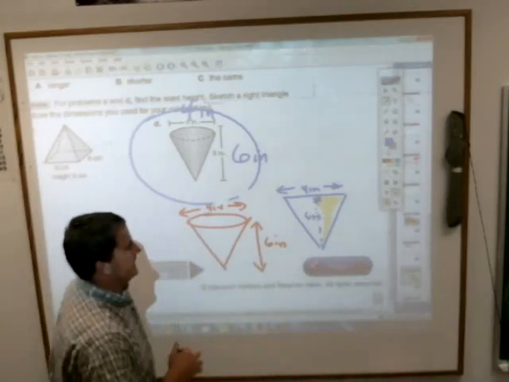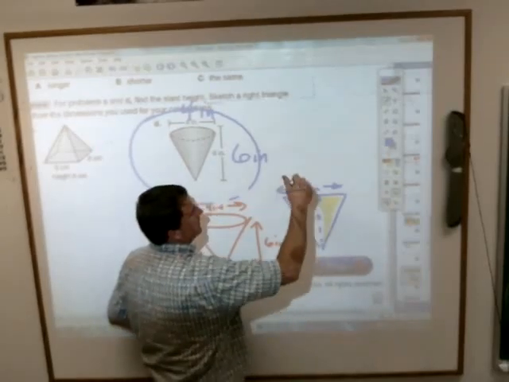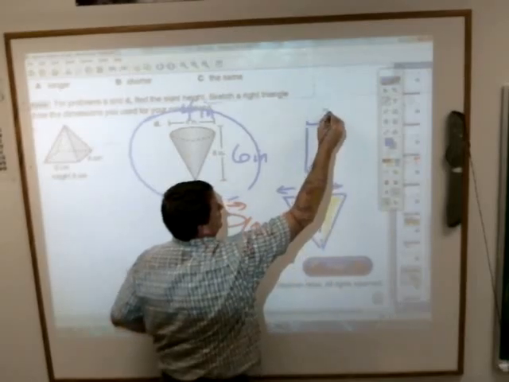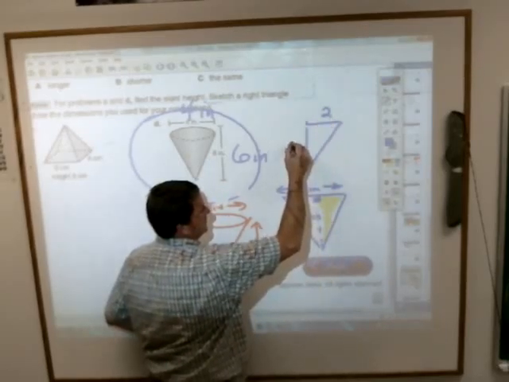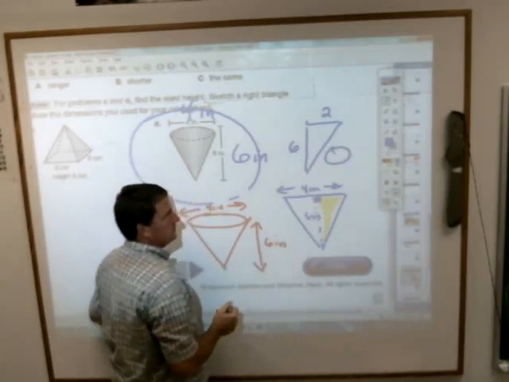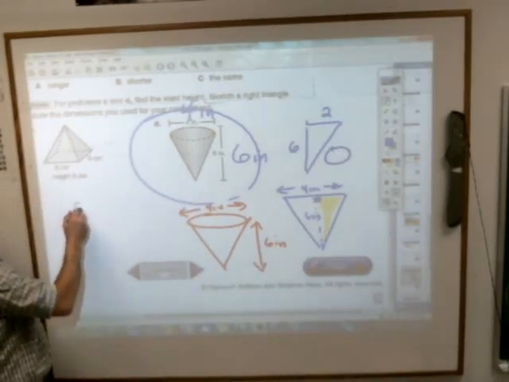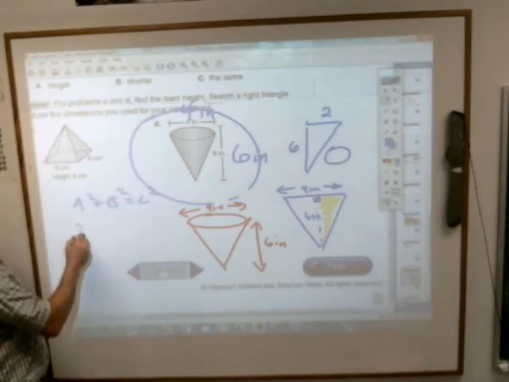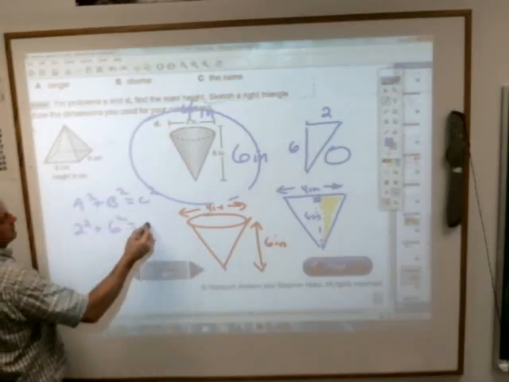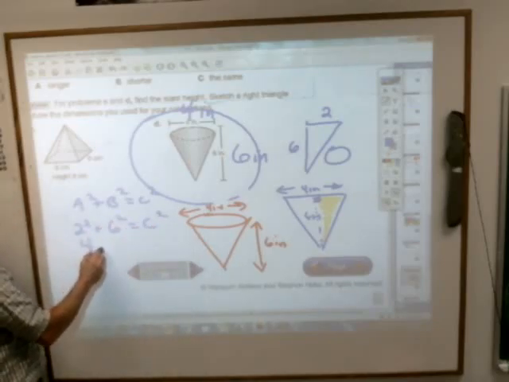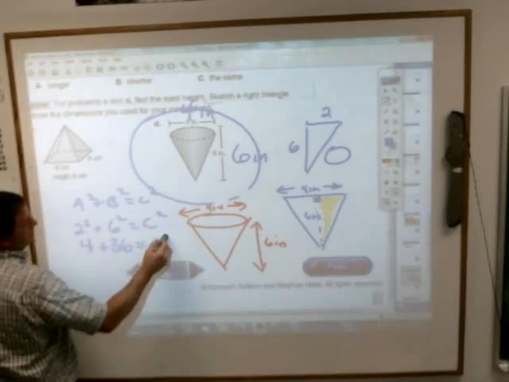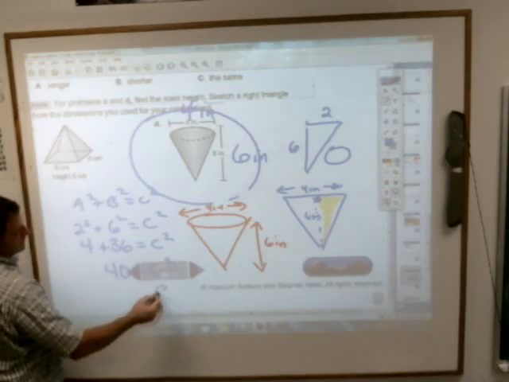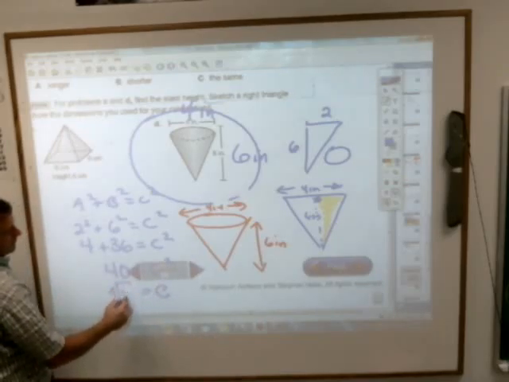Well, let's take a look and see. Let's just take out the triangle that we're using. The triangle we're using looks like this. This is 2. This is 6. And we want to know the hypotenuse. So it's a squared plus b squared equals c squared. 2 squared plus 6 squared equals c squared. 4 plus 36 equals c squared. 40 equals c squared. c equals the square root of 40.